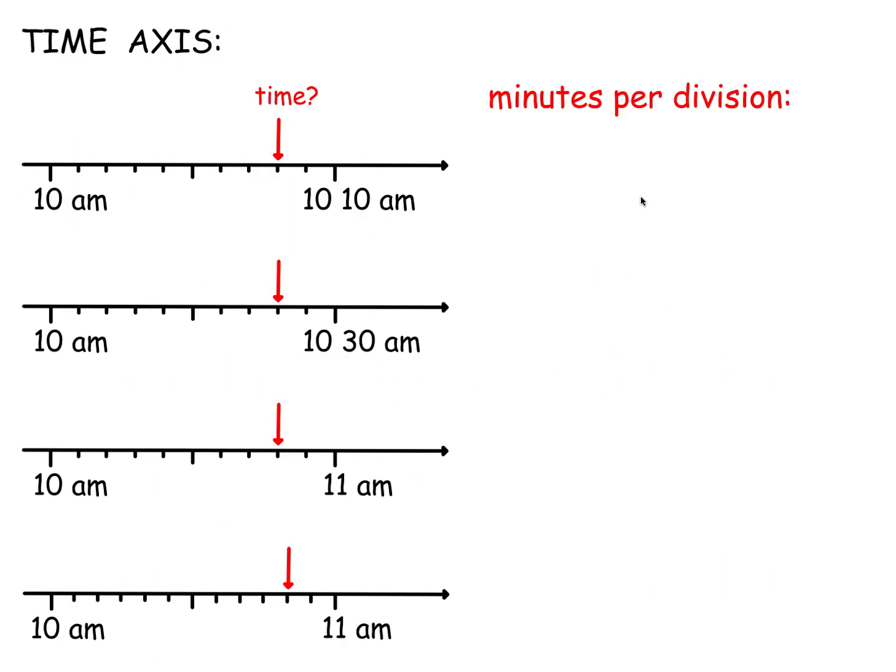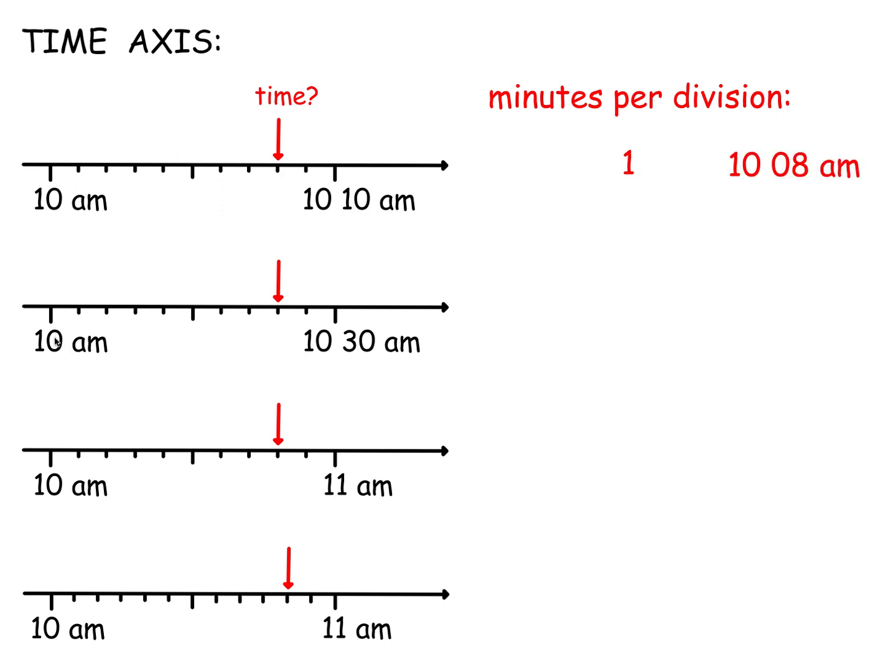On a distance time graph, with the time axis, you've got to watch the units. So for example here, between 10 AM and 10:10, there are 10 little divisions. That means every division is 1 minute. And since that's 2 divisions short of 10:10, that time is 10:08.